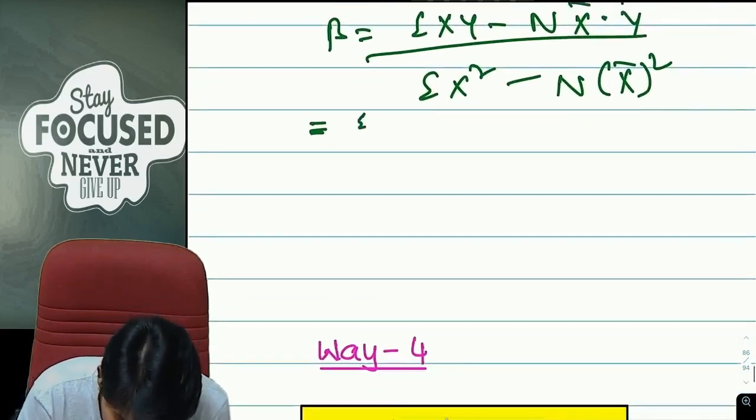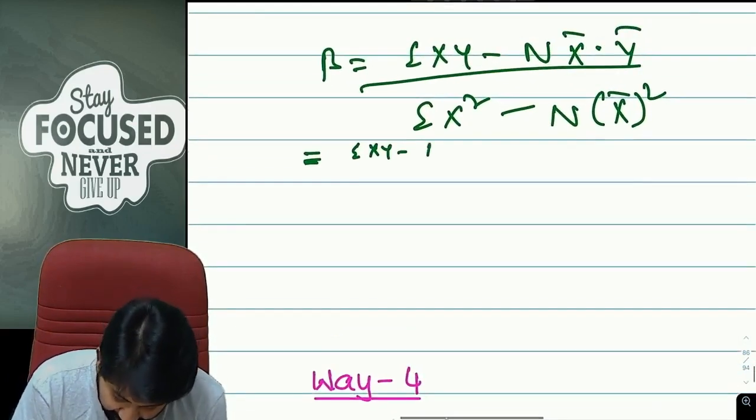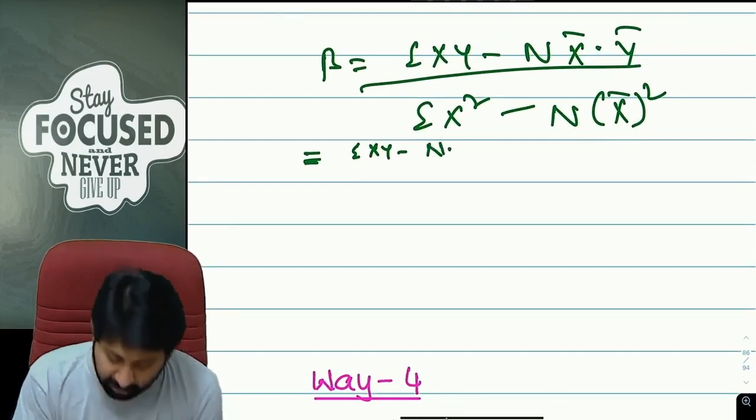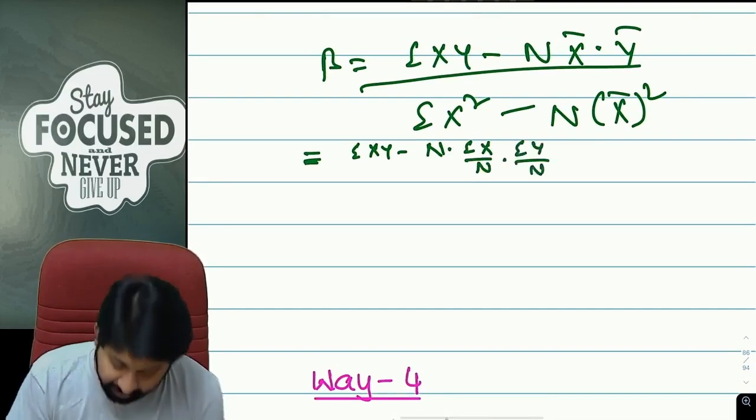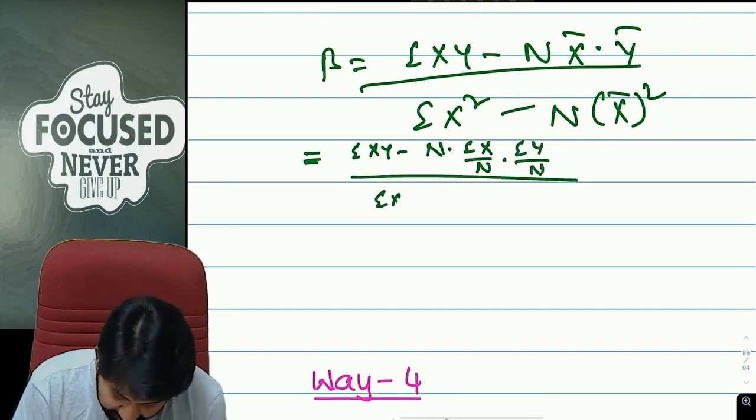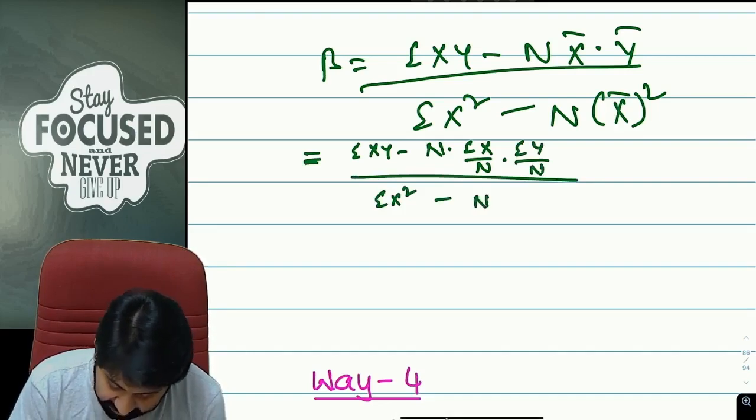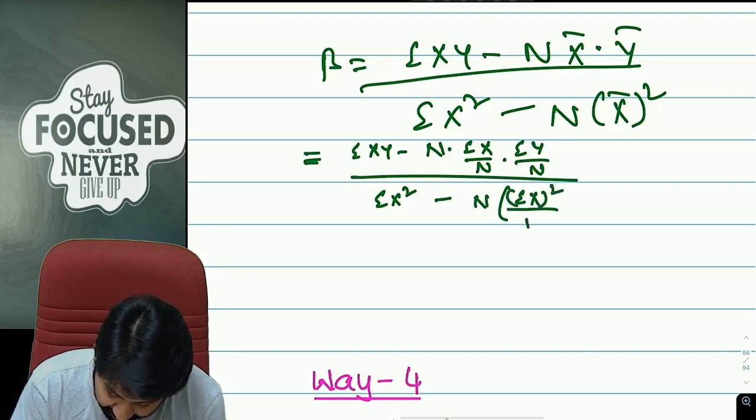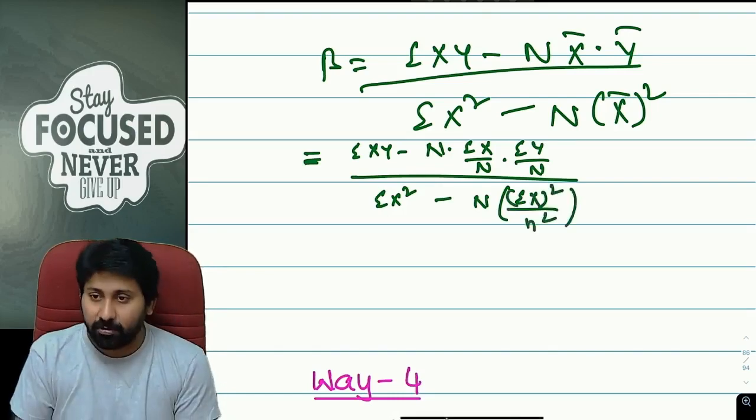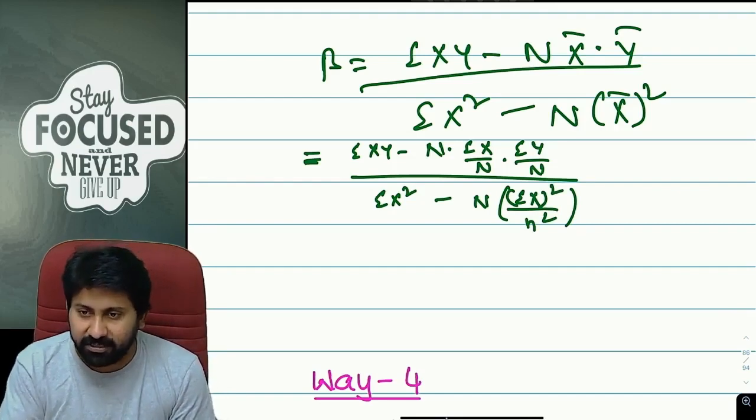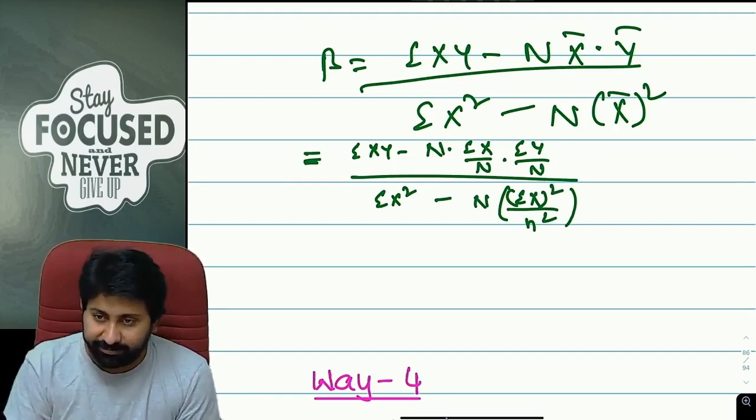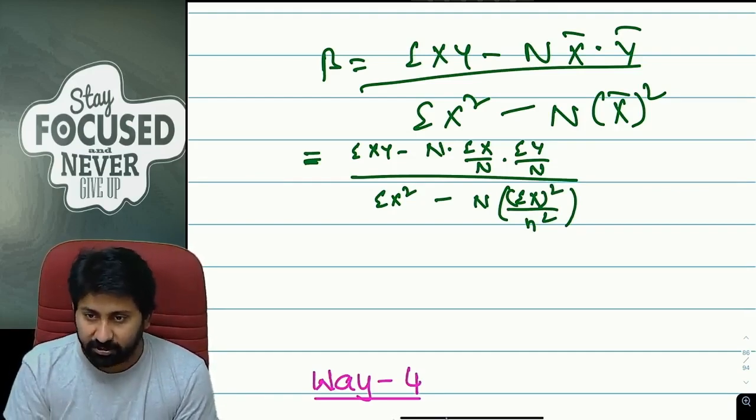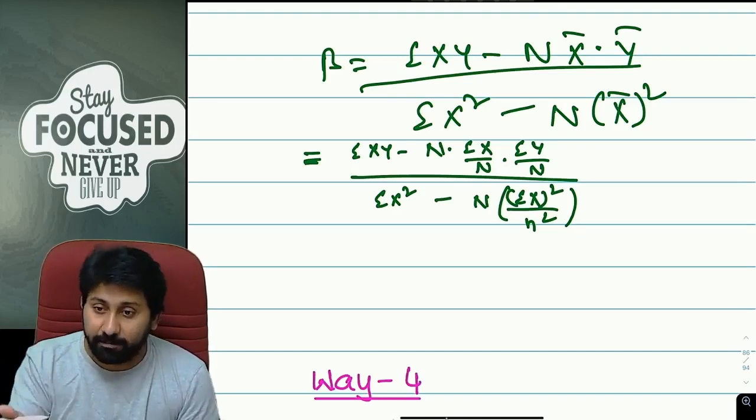See the screen, everyone. Sigma xy minus n. X bar means what? Sigma x by n. Y bar means what? Sigma y by n. Whole divided by sigma x square minus n. X bar the whole square means what? Sigma x square divided by n square. Yes or no? That's the meaning. Sigma x by n whole square, a by b whole square means what? A square by b square. Totally we will take na. So divisible rule. So this is how we can do this. So sigma x the whole square divided by n square.